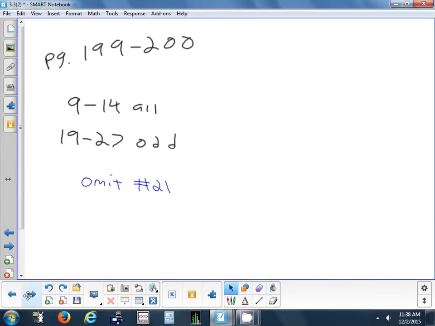All right, so homework tonight, this one's in the book. Starts on page 199, goes on to 200. 9 to 14 all. 19 to 27 odd, but skip 21. You don't have to do 21. Tomorrow we will review in groups. Also tomorrow night I'll be putting an extra video online, probably about 10, 15 minutes, showing you example problems that are similar to what's on the test. If you have a chance to check that out, it might be a good way to spend 15 minutes studying for the test.